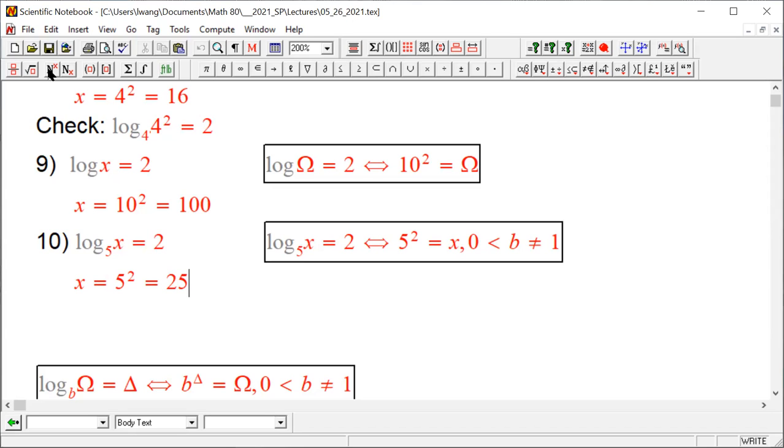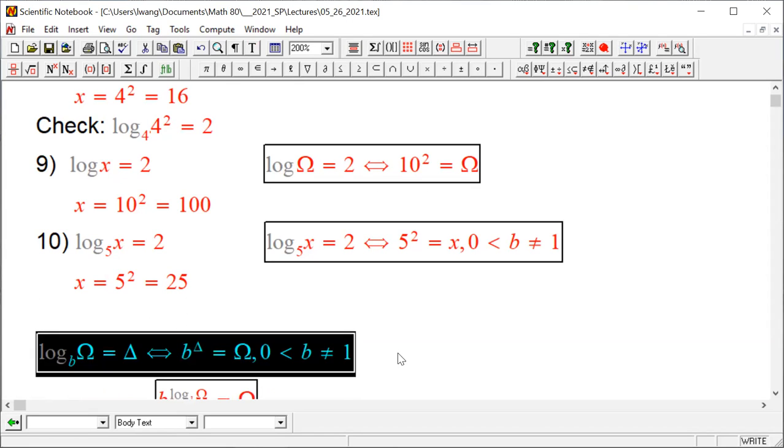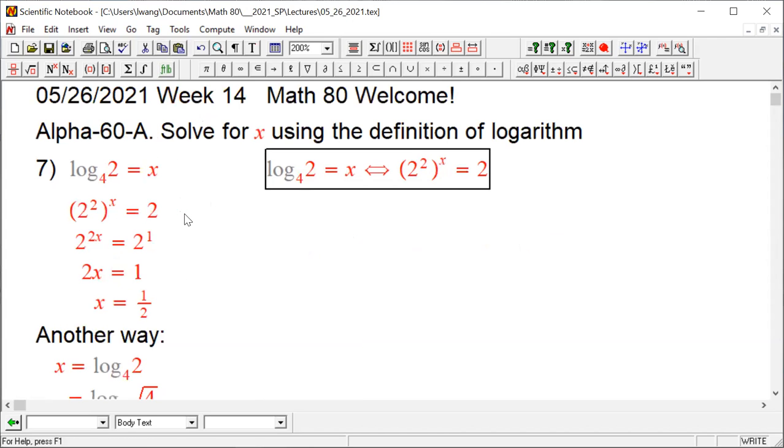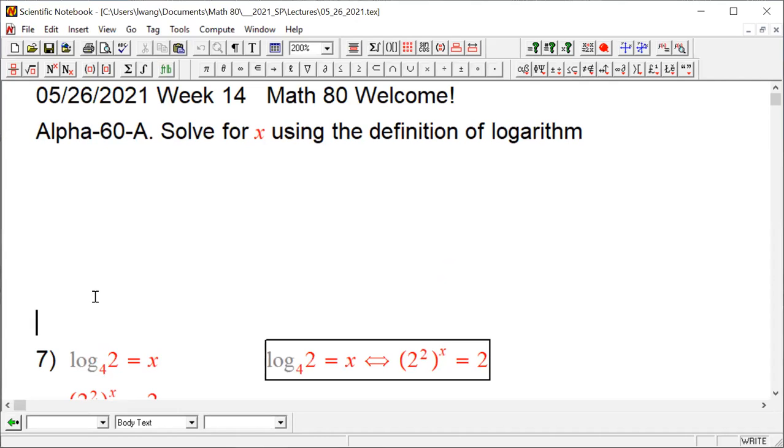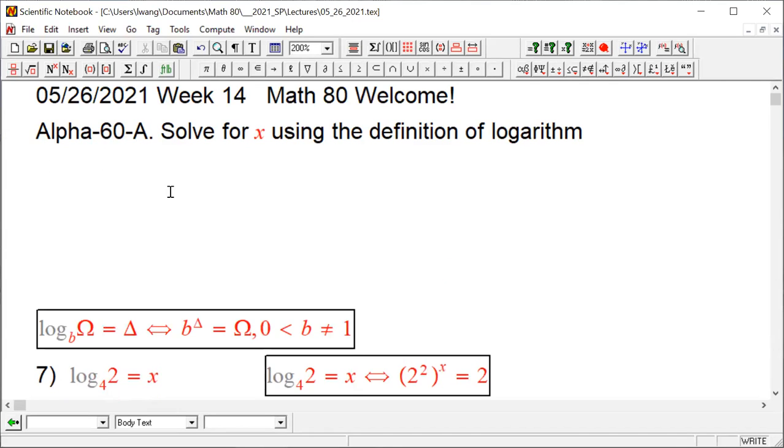Okay, now let's look at the next group of exercises. In the next group, you can see the unknown, the variable, is at the position of the base. So we're going to start working on 11 and 12. Our tool is still the definition. So I'm going to bring the definition to the top.